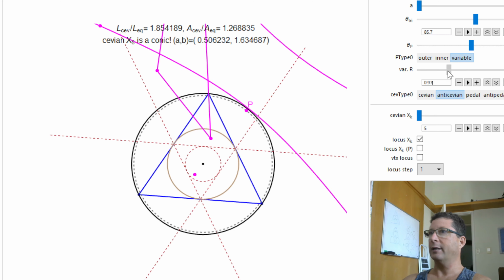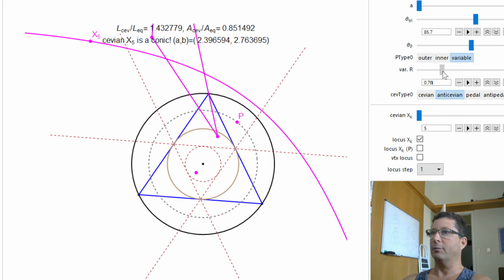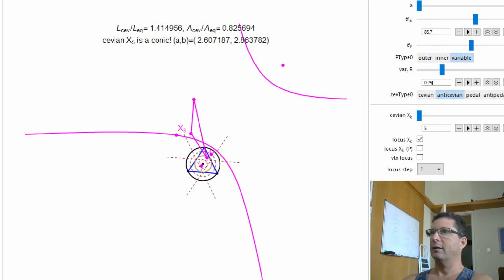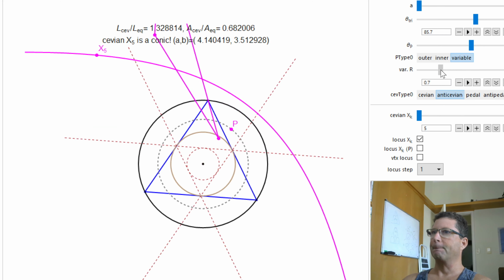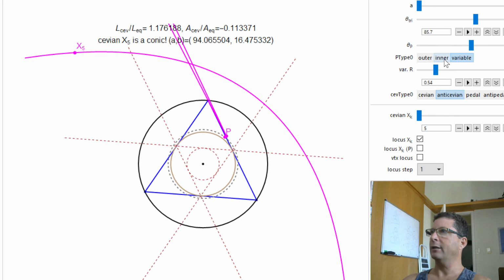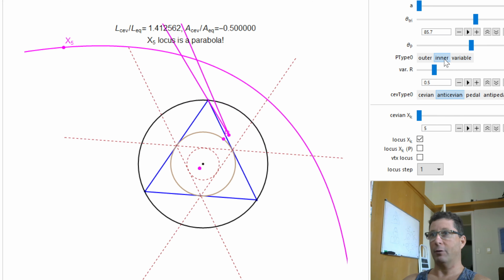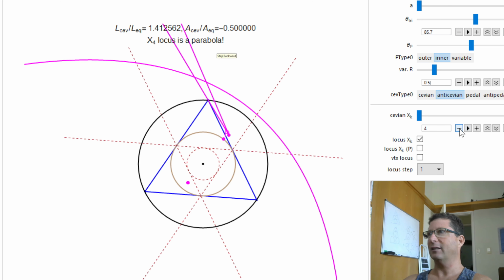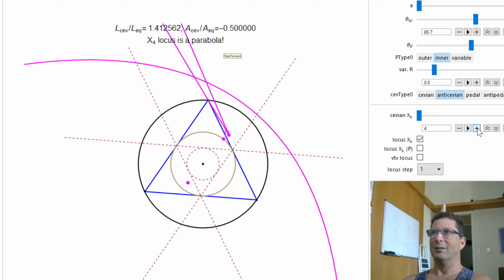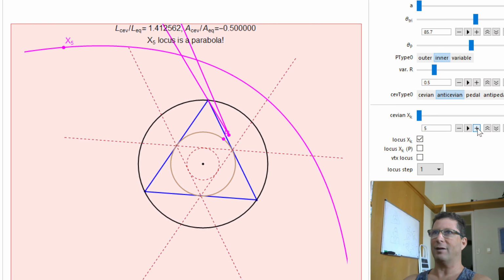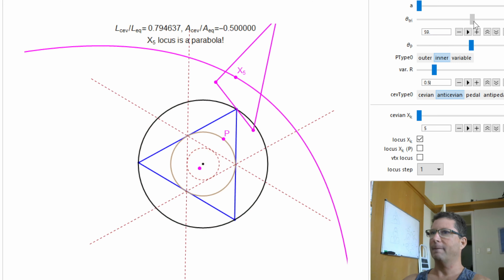And then as I go in, I remain a hyperbola, right? Let's just check that. I remain a hyperbola. Focus is still moving. And then when I'm on the incircle, I'm a parabola. Now the focus is not in a harmonious place, it's right here, but the locus of X5 is a parabola, much like the locus of X4 was a parabola. And X3 was a straight line, a degenerate parabola. But the locus of X4 is a parabola here, X5 is a parabola as well.